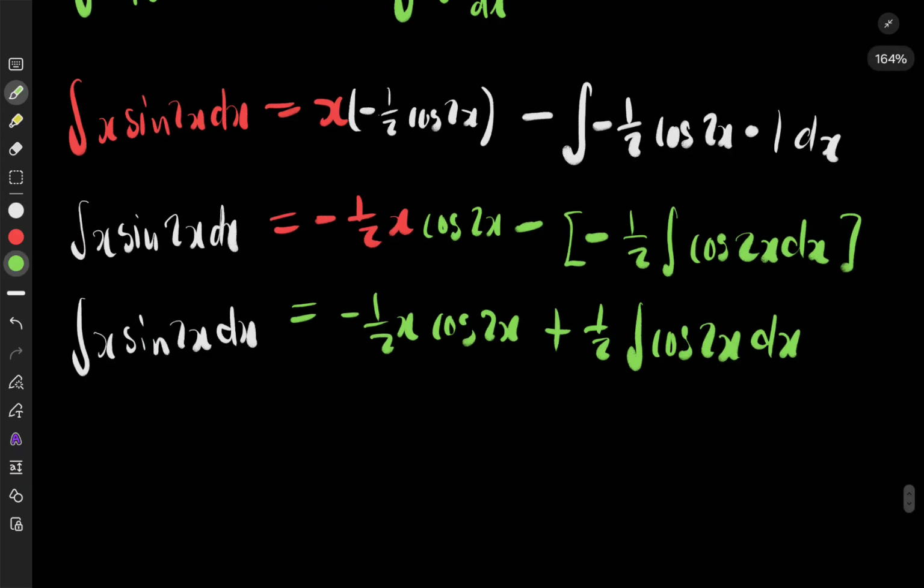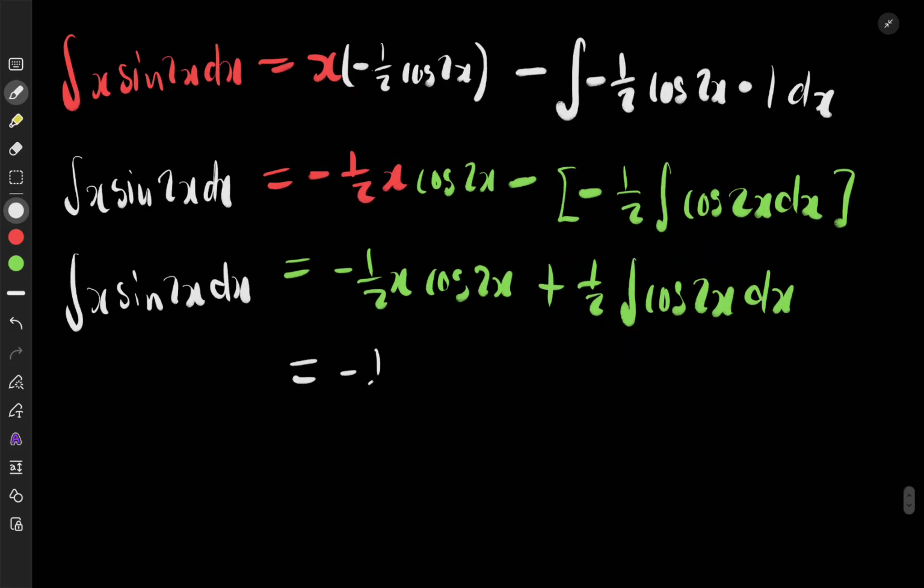Now, what am I going to do here? Well, the next step is just to find this part, and it'll be done. We just have to find this second part. It's negative half x cos 2x plus, now what happens? There's half multiplying the integral of cos 2x. How do we integrate cos 2x?